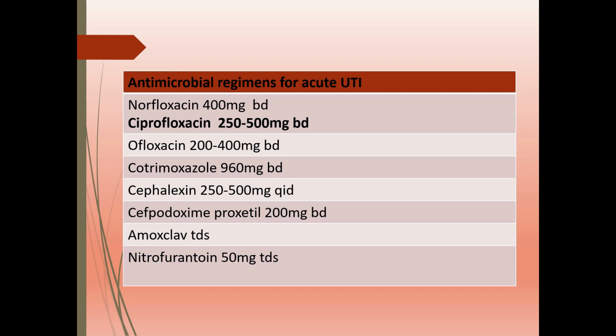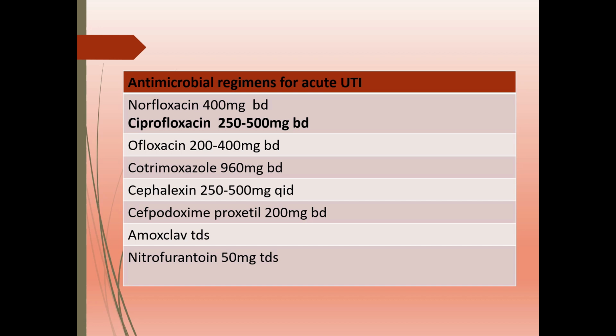So what are the pharmacological measures? We can either advise them to take fluoroquinolones, norfloxacin, ciprofloxacin or ofloxacin, or sulfonamides, cotrimoxazole, which is a combination of trimethoprim and sulfamethoxazole, and cephalosporins, especially the first generation cephalosporin like cefalexin, or the third generation cephalosporin like cefpodoxime proxetil, amoxicillin, or the urinary antiseptic nitrofurantoin. Any of these can be prescribed for the treatment of acute UTI.